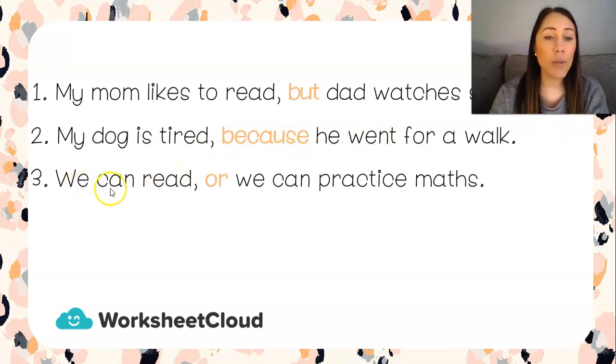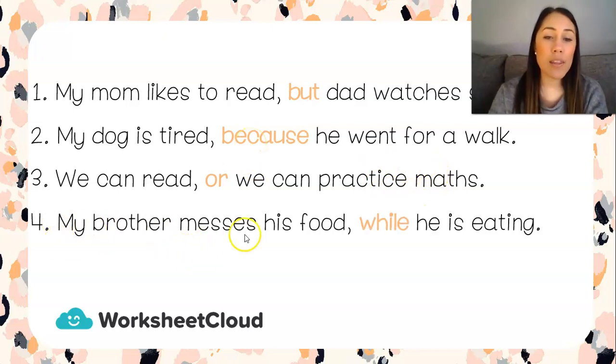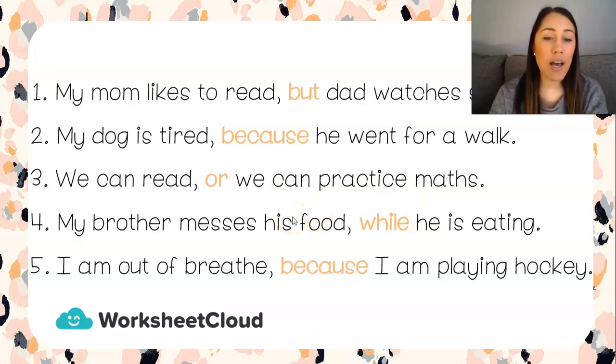Number 3. We can read or we can practice maths. We definitely can't do both at the same time, so we have to choose between reading or practicing maths. Number 4, my brother messes his food while he is eating. He does both at the same time. While he is eating, he messes his food. These two things can happen at the same time. And number 5, I am out of breath because I am playing hockey. This part tells me why I am out of breath, because I am playing hockey.